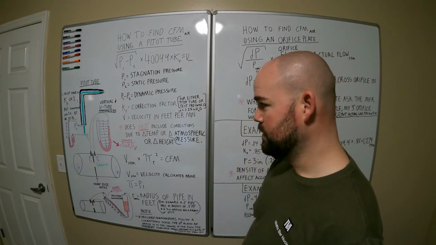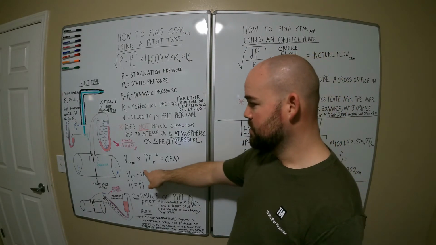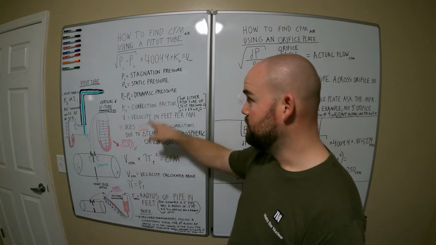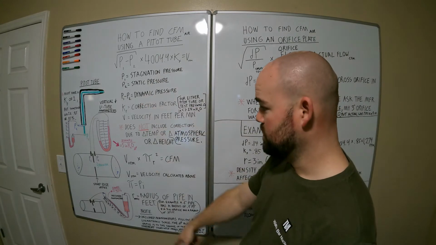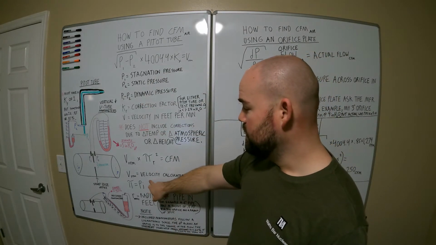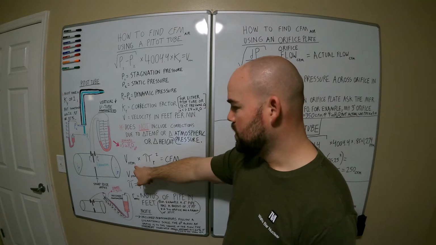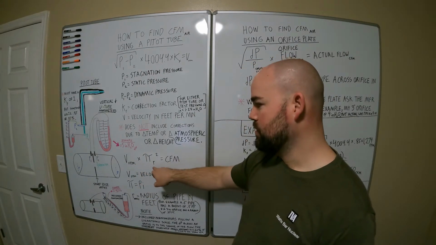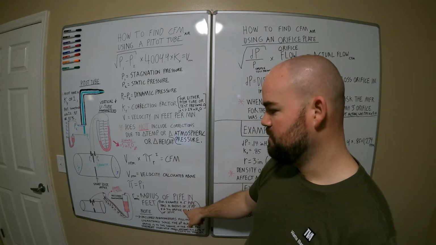That's step one. Step two is down here. Okay, step two is you're going to take your velocity in feet per minute. This is going to get you feet per minute. That's what this constant helps you with. And then what you're going to do is you're going to take your velocity, you're going to multiply by pi r squared. R is going to be the radius of the pipe in feet.